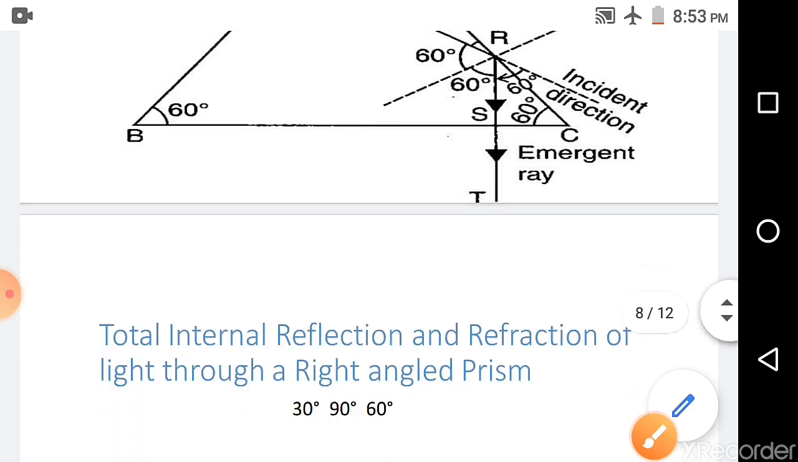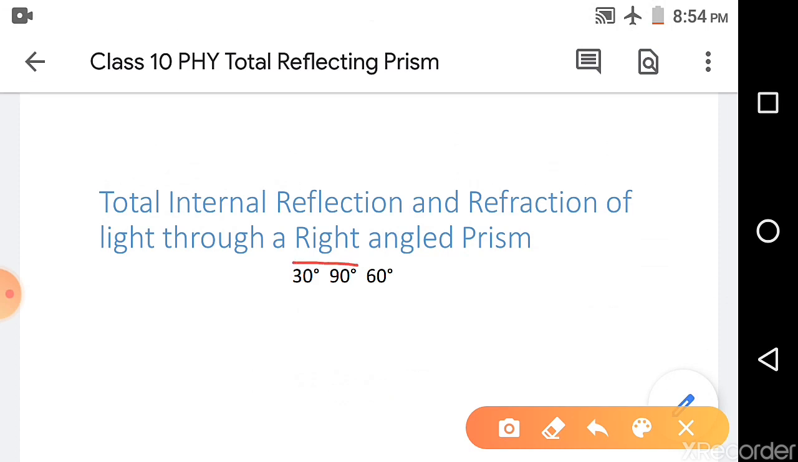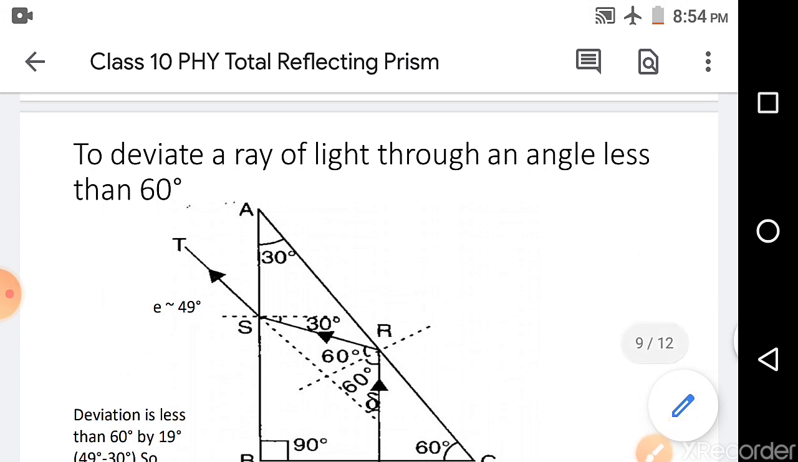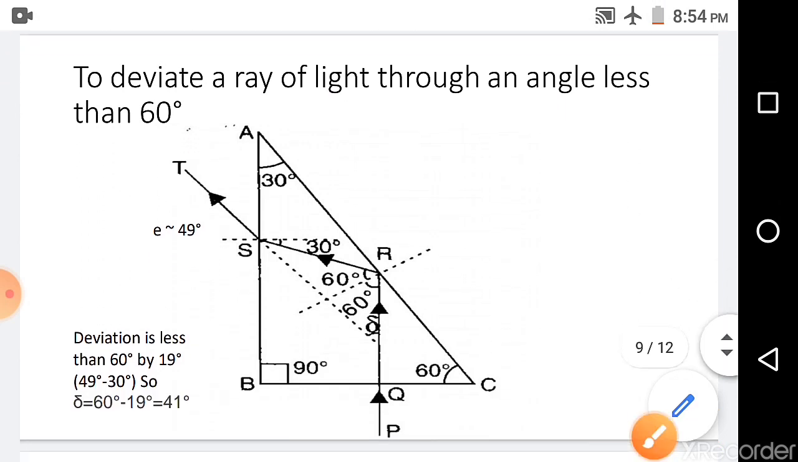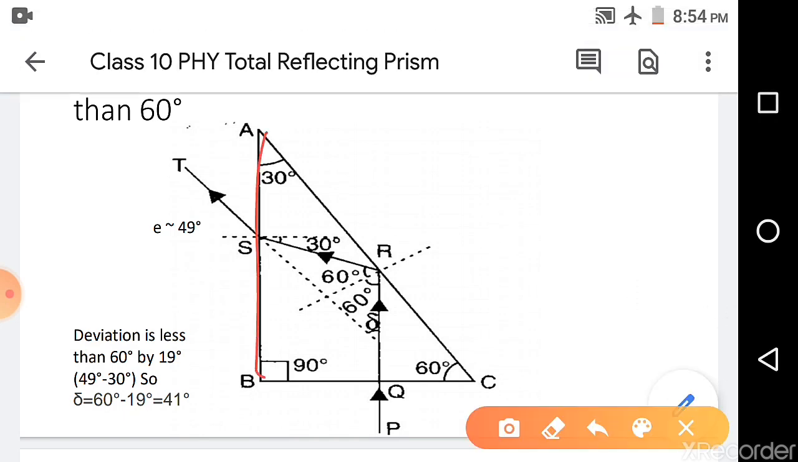Now we will study the other type of prism. See, this one is also a right angled prism, but not isosceles. That means the angles are 30 degree, 90 degree, and 60 degree. Let's see. The motive is to deviate the light ray through an angle less than 60 degree. Let's see how. So this is the position of the prism.